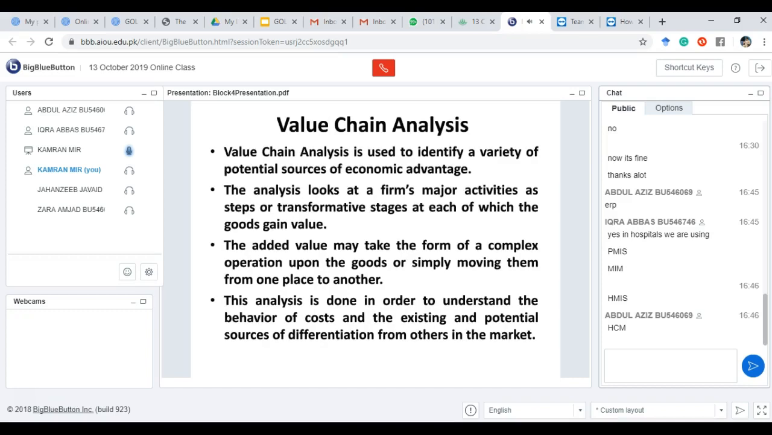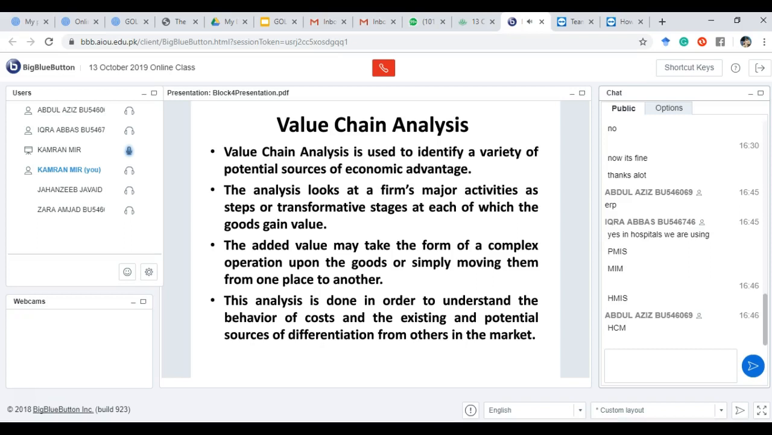Now, the value chain analysis. Value chain analysis is used to identify a variety of potential sources of economic advantage. The analysis looks at a firm's major activities as steps or transformative stages, at each of which the good gains value. So basically, it looks at where the product is getting more value added to it, because obviously every step involves more activities in regards to the transformation of that product.